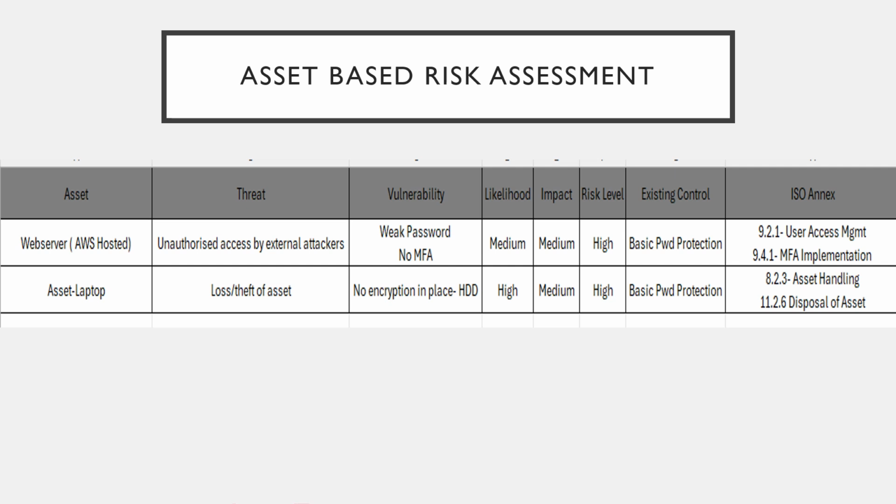Example, a web server hosted on AWS or any cloud. What is the threat? It's unauthorized access by external attackers. What is the vulnerability? Weak password, no multi-factor authentication and no captcha. Likelihood is medium, impact is medium, risk is high. Why is the risk high? Because of unauthorized access by external attackers, weak password and no MFA, and even no captcha was there. That's why the risk is high. What is the existing control? Basic password protection. How is it linked to ISO? It's 9.2.1 user access management and 9.4.1 MFA implementation.